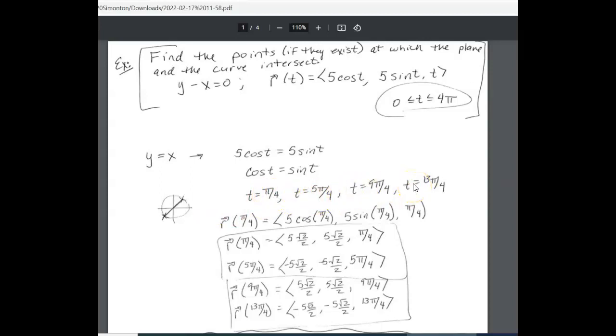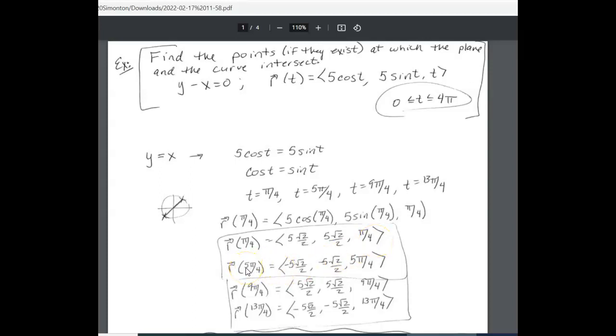Now I'm looking for intersection points. So the points they're looking for are the ones that would be generated by plugging those values of t into my function. So at pi over 4, if I plug in t equals pi over 4, I get 5 cosine pi over 4, 5 sine pi over 4, and then pi over 4. Cosine at pi over 4 is root 2 over 2, as is the sine. So I get 5 root 2 over 2, 5 root 2 over 2, pi over 4.